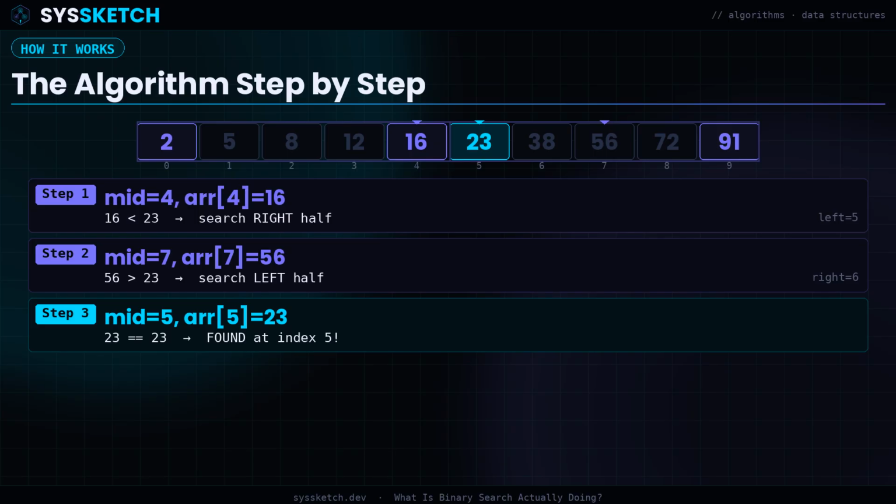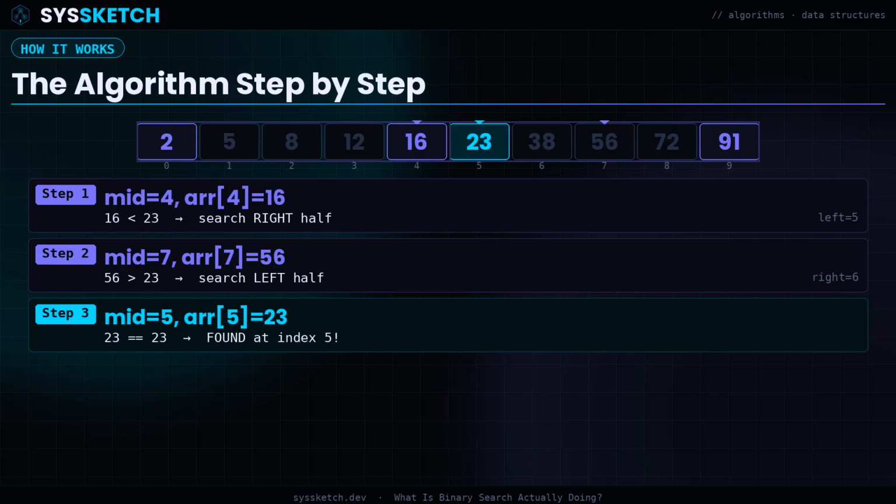You repeat the same process on whichever half remains. Find the middle of that half, compare, discard the half that cannot contain the target. The search space shrinks with every step, from 1 million elements to 500,000 to 250,000 to 125,000 and so on. After just 10 steps, you are down to under 1,000 candidates. After 20 steps, you have fewer than 2. That is why 1 million entries requires at most 20 comparisons and why 1 billion entries requires at most 30.